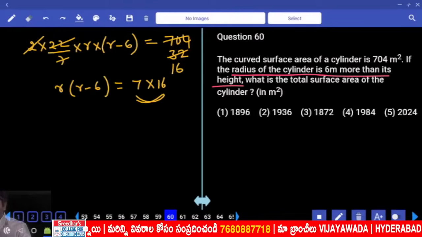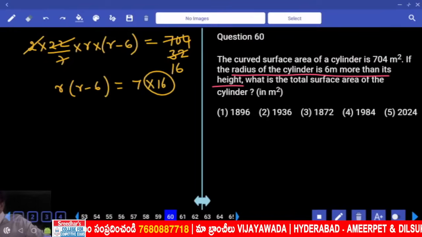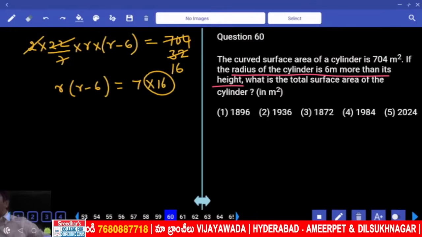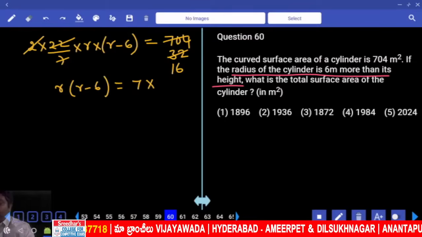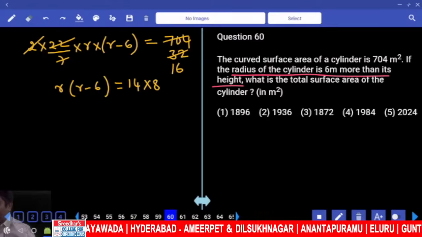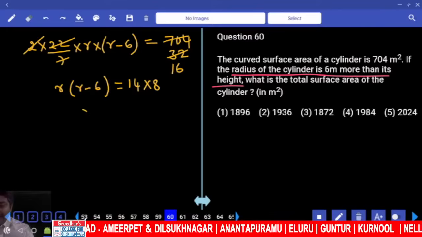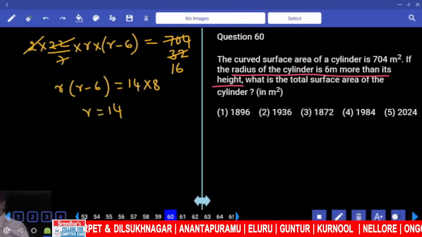Not satisfying. So, let me change the combination. 16 can be written as 2 into 8. 2 into 8, 7 into 2, 14 into 8. I'll write like this combination. What is the difference here? So, condition satisfied. Then radius is equal to 14.